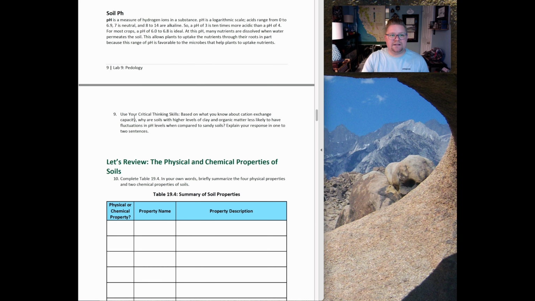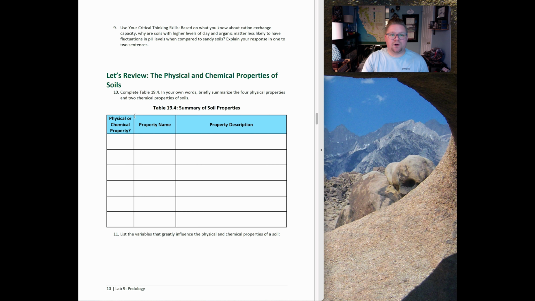So question 9 says, based on pH, using your critical thinking skills, based on what you know about cation exchange, why are soils with higher levels of clay and organic matter less likely to have fluctuations in pH levels when compared to sandy soils? So why would they be different than sandy soils?